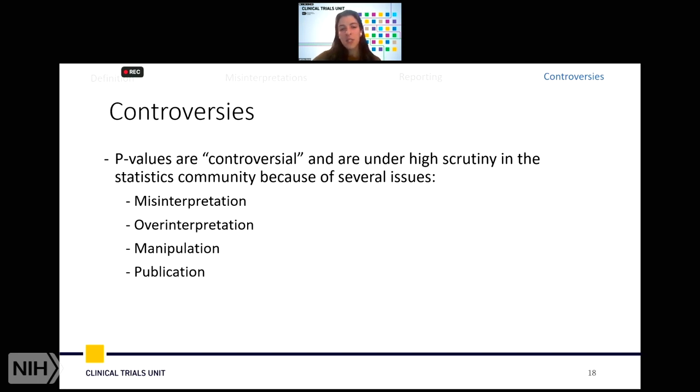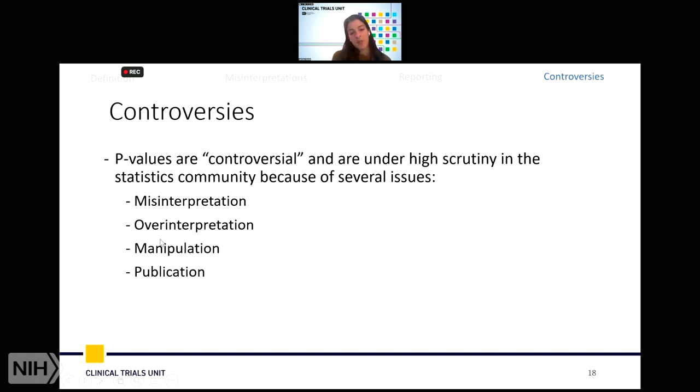And I would say that this is due to several issues, some of which we've touched on, and I'll reiterate here. So one is the continual misinterpretation of what a p-value is and what it is for. The next is overinterpretation, so maybe understanding p-values but overstating, or just having too much confidence in your finding or trying to inflate what you found.